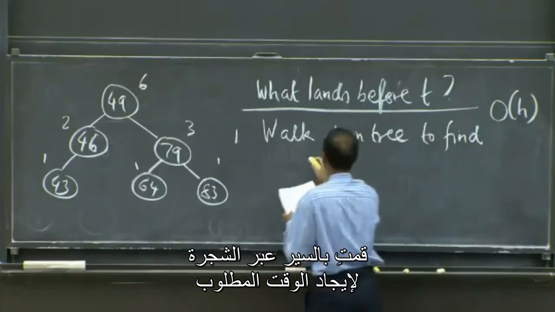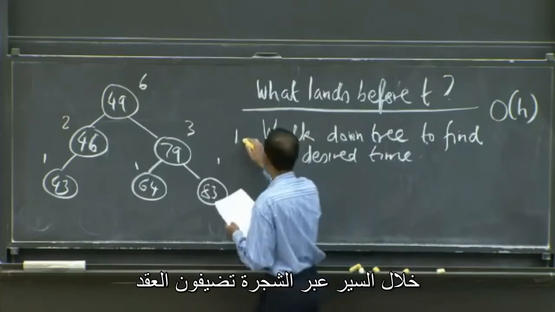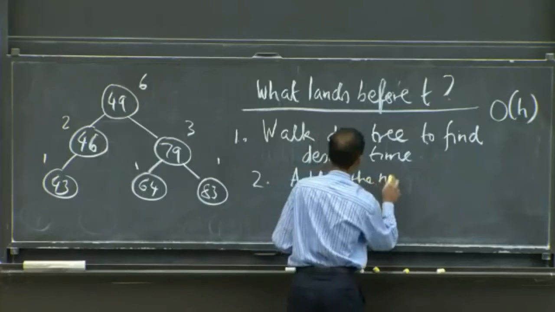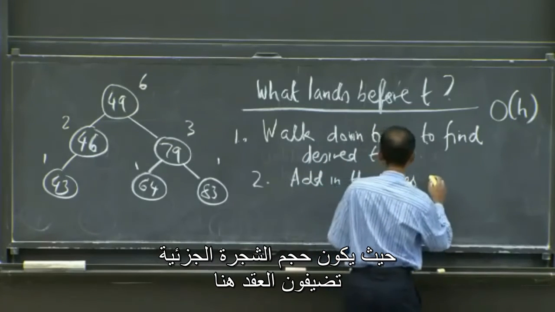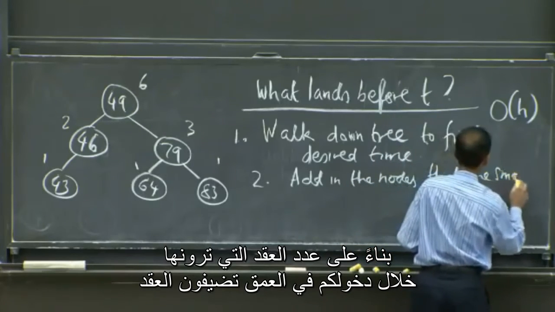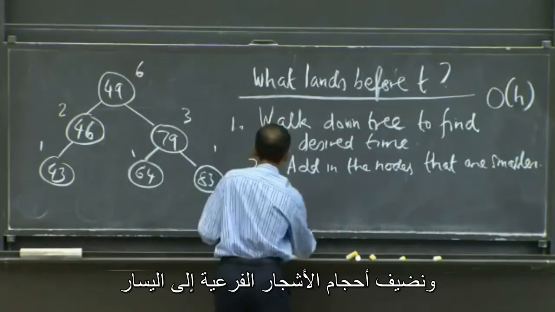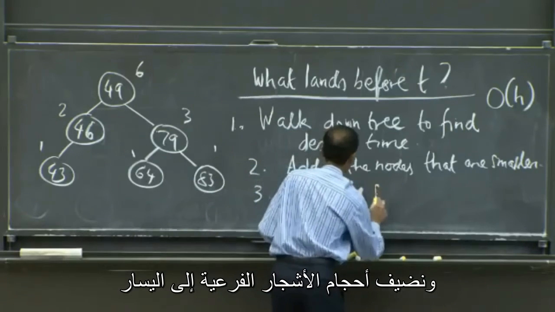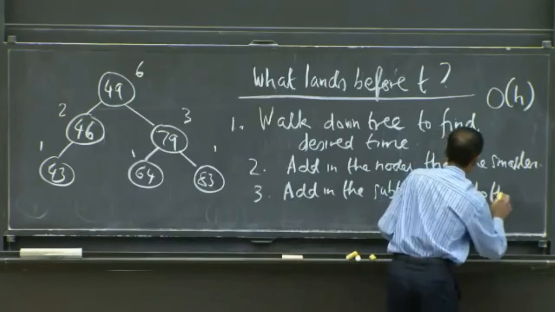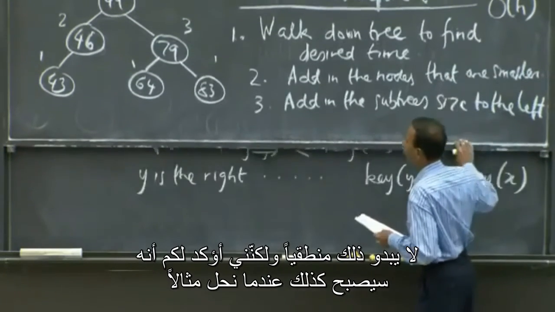You walk down the tree to find the desired time. Okay? This is just your search. Right? We know how to do that. As you walk down, you add in the nodes, that is the subtree sizes. Depending on the number of nodes that you see as you go deeper, you want to add in the nodes. And you're going to add 1 to that, corresponding to the nodes that are smaller. And we're going to add in the subtree sizes to the left, as opposed to subtracting. All right? That may not make a lot of sense, but I guarantee you it will once we do an example.